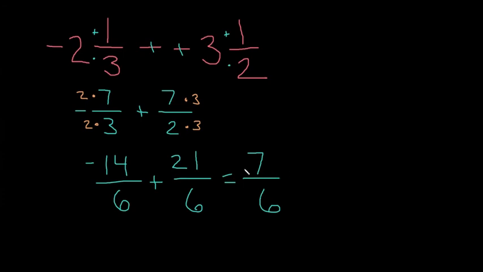But this is an improper fraction. We can convert it. So 7 over 6 is how many 6's go into 7? Well, 1 with 1 left over. And that is our answer. And it's a positive answer because this number is bigger than this number. This positive number is bigger than this negative number. We have more money than we want to spend. So this number is positive.